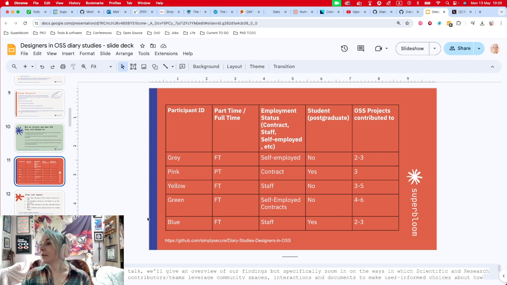But anyway, so these are the demographics of the people.